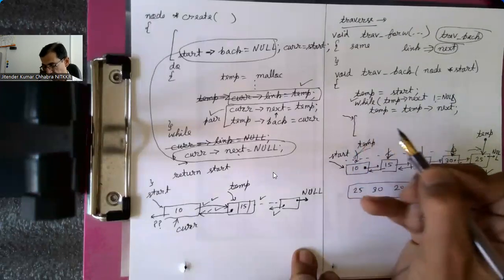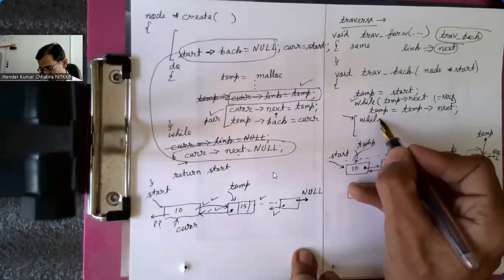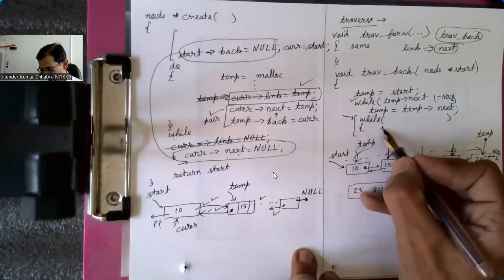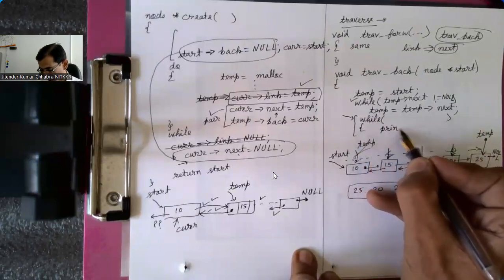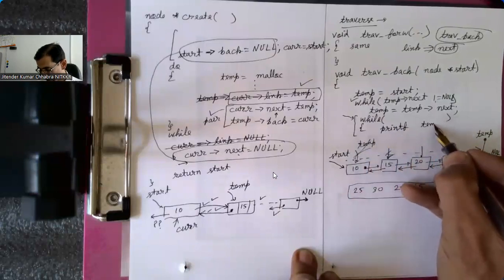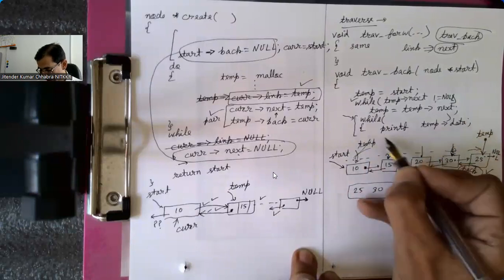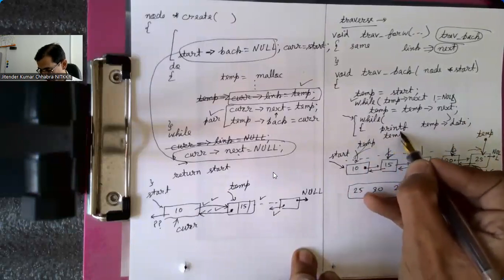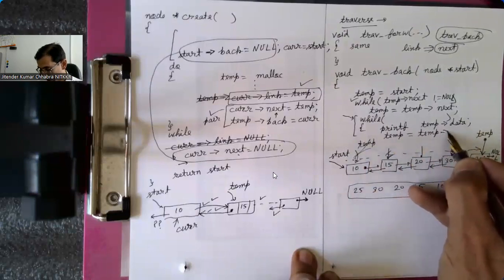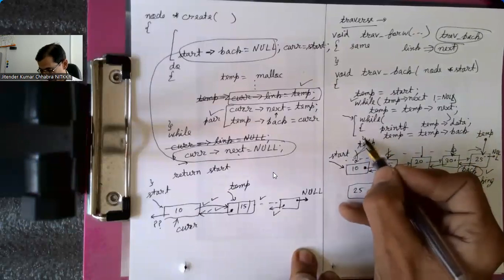Effectively now I have to traverse backward. So again, traverse will mean some while condition, and within that a printf of your data, temp arrow data to be printed, and along with the data printing, temp to be changed. Temp equal to temp arrow back. I have to go to the back pointer via this. That's it.